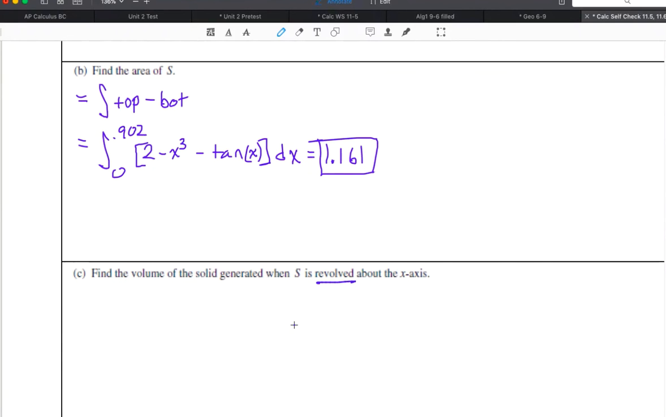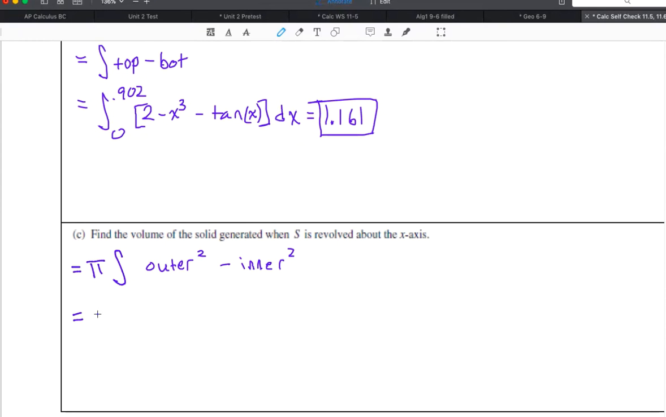Okay, so C, find the volume generated when it's revolved. Every single time I see the word revolve or rotate, that means pi. So my general formula here is going to be a pi integral of, if it's the x-axis, it's super easy. If it was something else, it'd be a little bit harder. It's just going to be outer squared minus inner squared. And then more specifically, it's outer minus k squared and then inner minus k squared, but our k is 0 in this case.